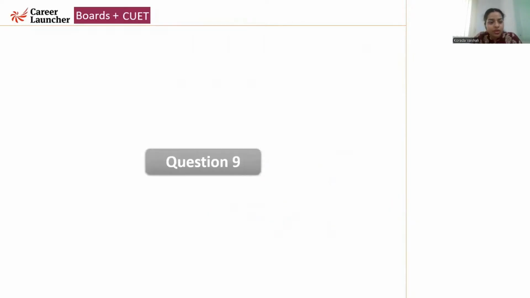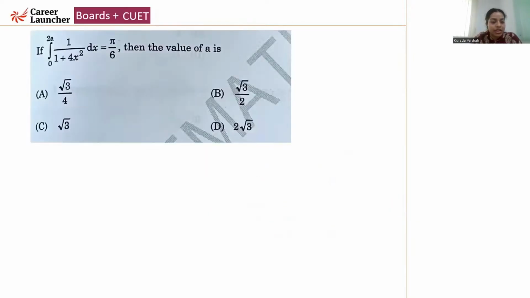So now let's move on to the next one, question number 9. Question number 9 is a definite integral based question. So in this you will straight up apply the formula of 1 divided by 1 plus a square. So it is going to be 1 by a. What will the value of a be? 2, because you can write this 4x square as 2x square. So it is going to be 1 by 2 tan inverse 2x, right?